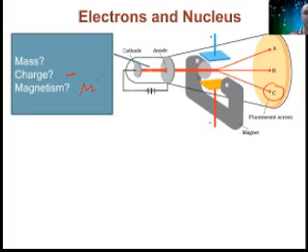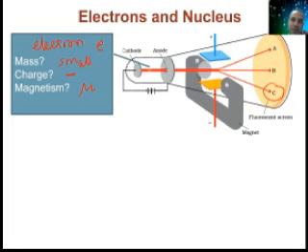And in another experiment, the mass of this particle was measured and was found to be very, very small. And scientists call this particle the electron, and they give it a symbol e.